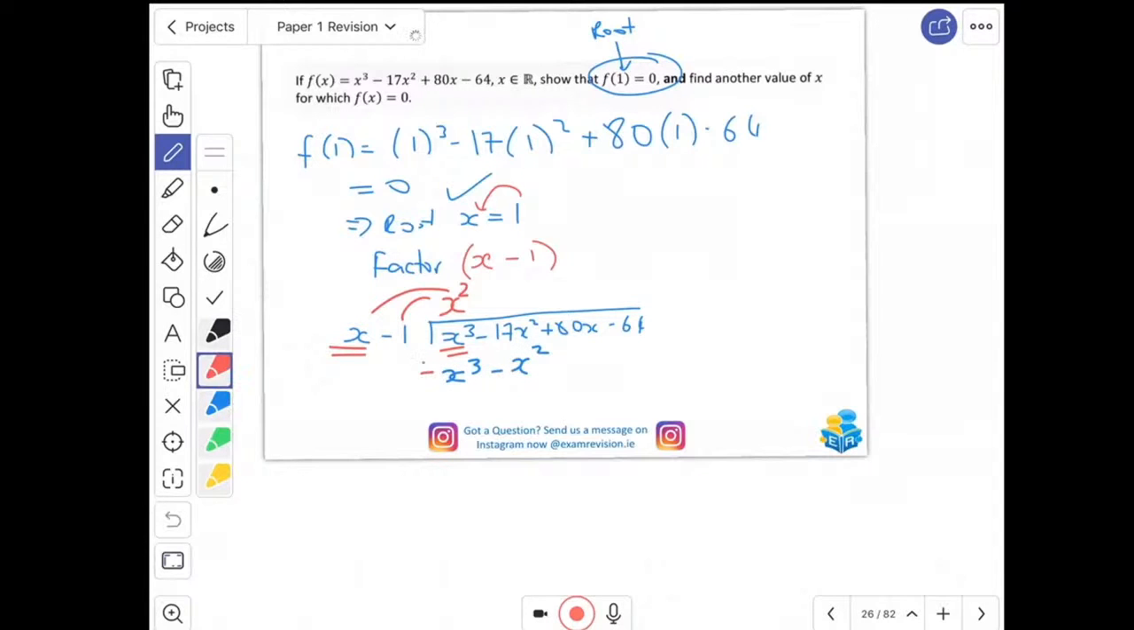You're then going to change both of their signs, and we do this thing that I call column addition. So it's going to give me minus 16x squared. And I'm going to bring down my next available term, plus 80x.